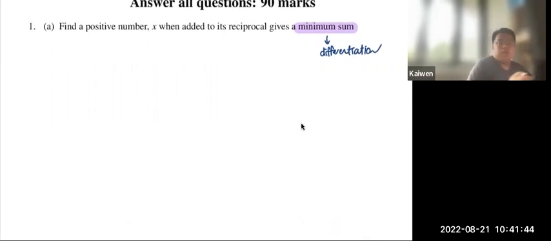Okay, so enough of me rambling. Let's move on to this. So this is a differentiation question. Now the question says that you have a positive number x added to its reciprocal. So I'm going to call this y equals x plus 1 over x. And we're going to differentiate.